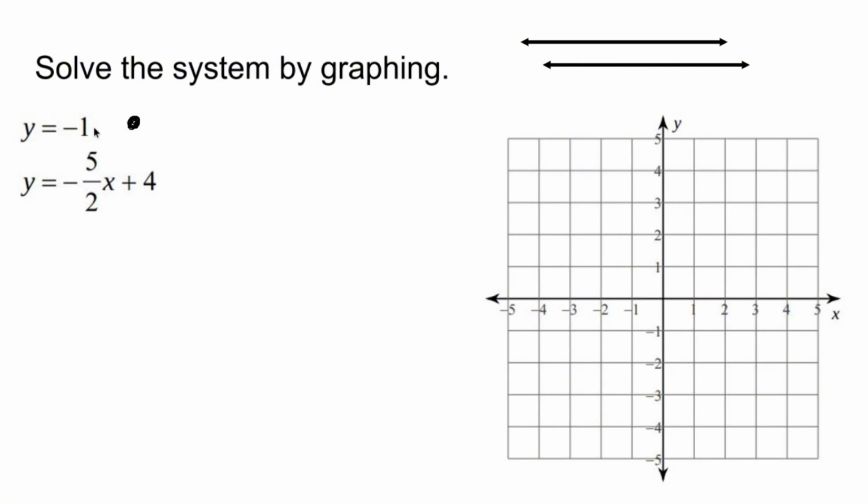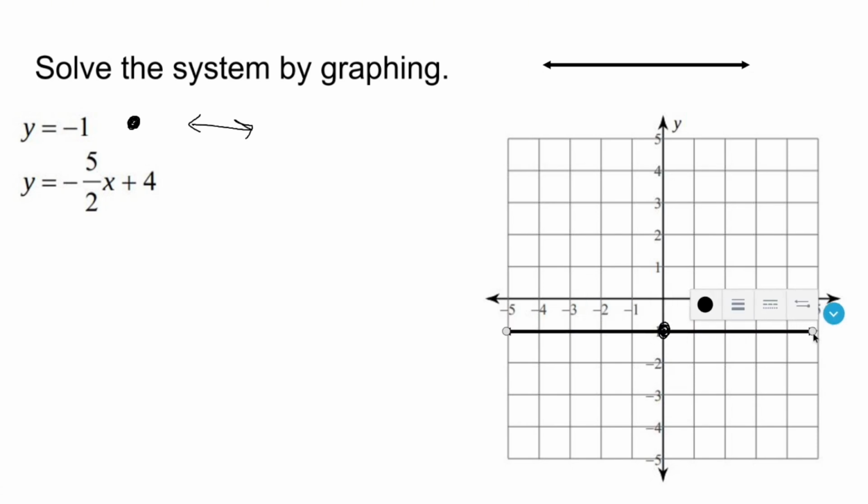When it's y equals a number, it's just a horizontal line that goes through that number. When it's x equals a number, it's vertical, but this is y equals a number that's going to go through -1. So let me drag down one of these lines and put it through -1 so we could just be done with that guy. Like so. Now this other guy is in slope-intercept form.